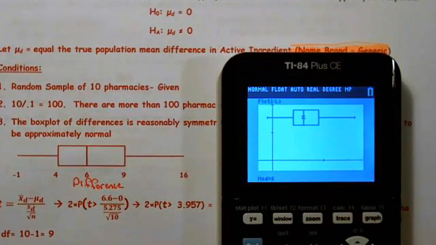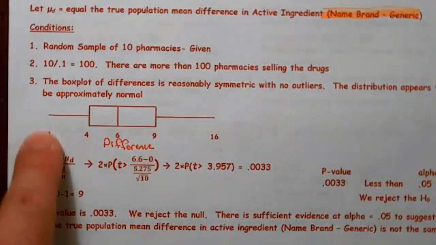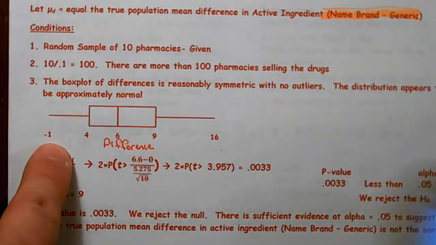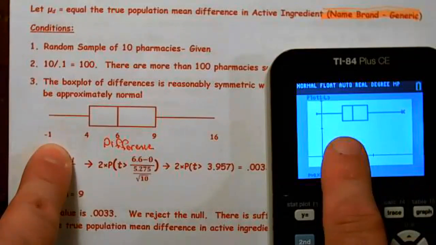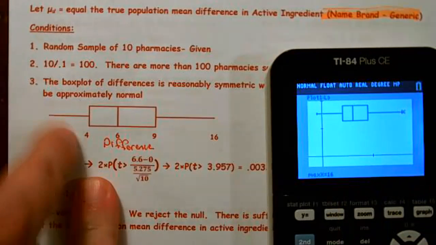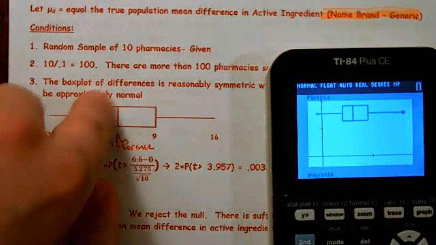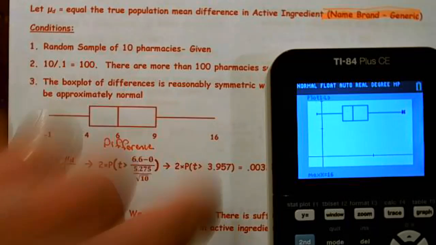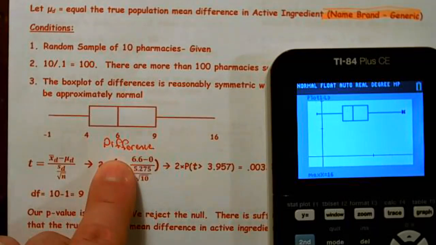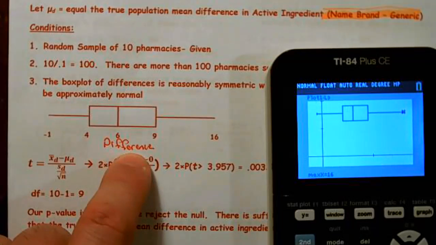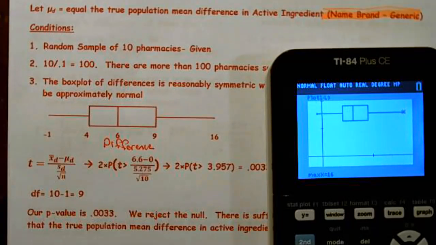Please don't forget you can use the trace button to get the values, all right? Also, if you don't want to include the scale like I did, make sure you make the picture look like what it has on your calculator. Label your minimum at -1, Q1 at 4, the median at 6, Q3 at 9, and the max at 16. And then make sure that you label what your X scale is. In our case, it's just the differences. All right. So make sure you do that.